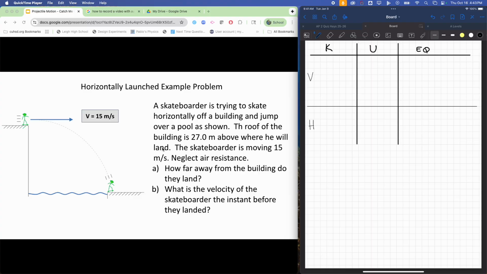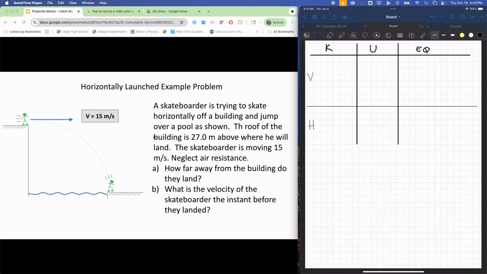The roof of the building is 27 meters above where he will land. The skateboarder is moving 15 meters per second. Neglect air resistance. A, how far away from the building do they land? And B, what is the velocity of the skateboarder the instant before they land? Okay, so how fast are they going?